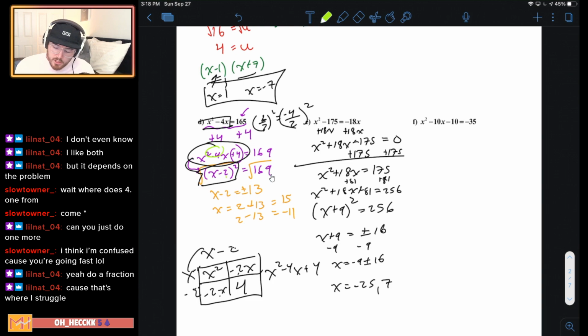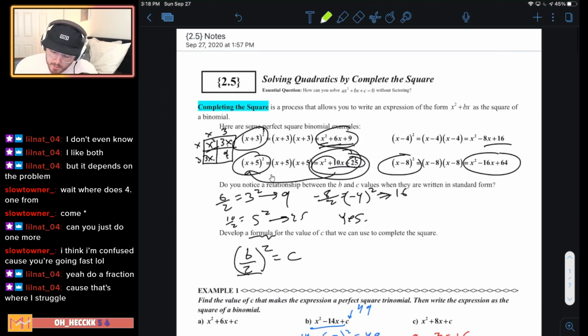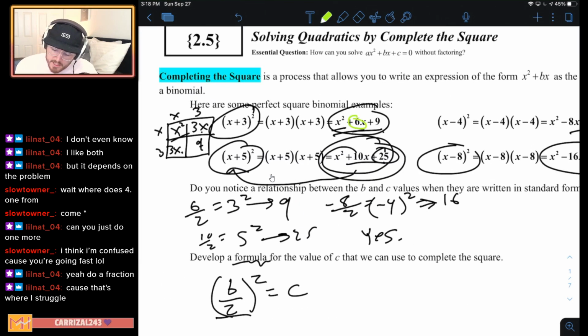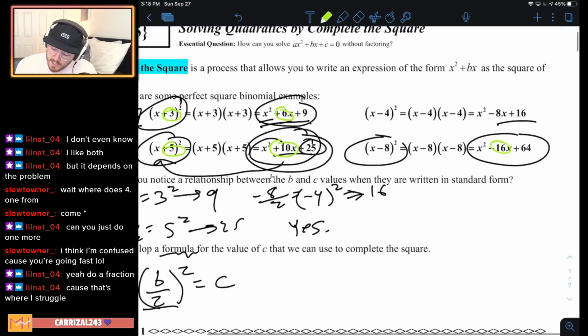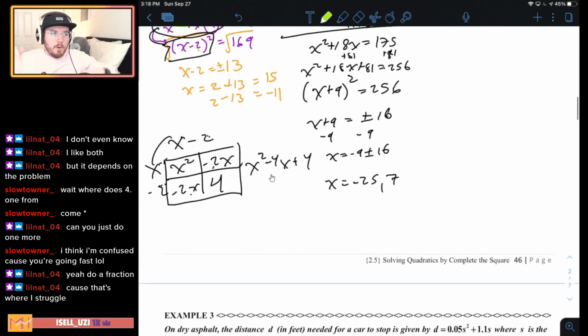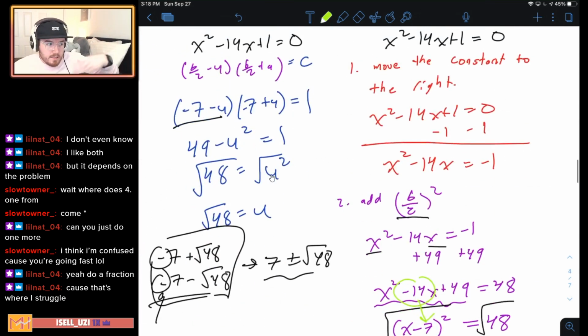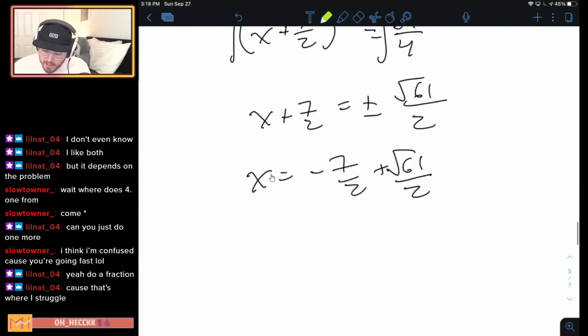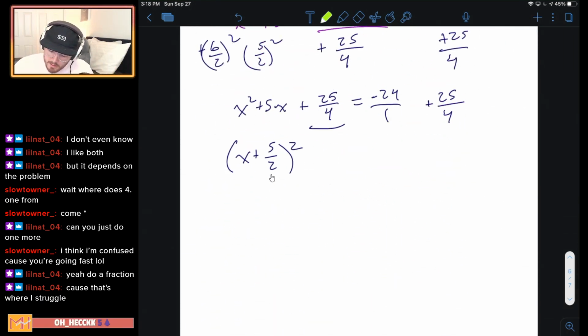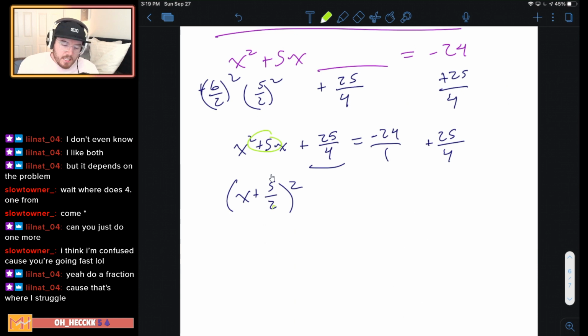Half of 4 is 2. And what pattern is this? The one that we started with, right? Half of 6 is 3. Half of 10 is 5. Half of negative 16 is negative 8. So I don't mean to skip around, but I'm just trying to show we've been seeing this pattern. So down here, half of 5 is 5 halves.